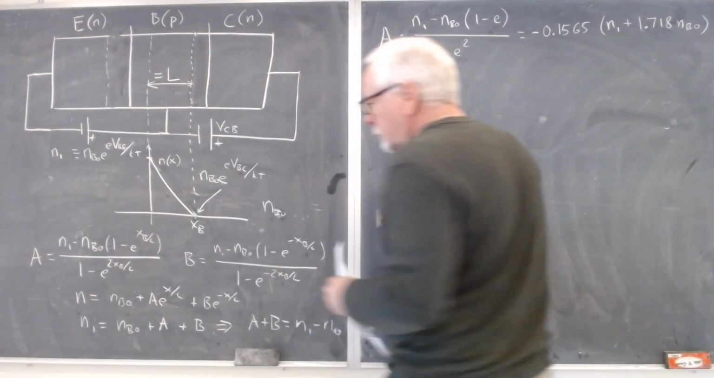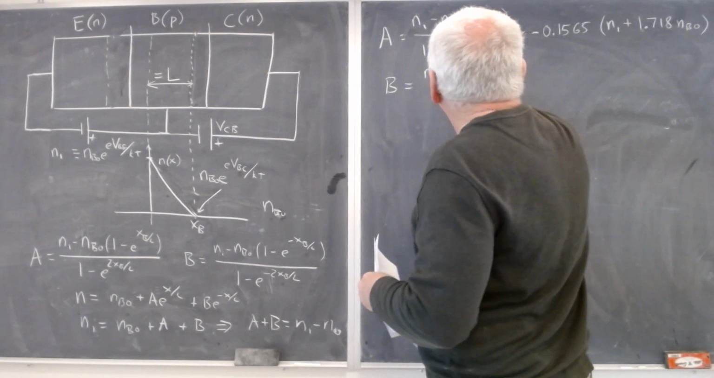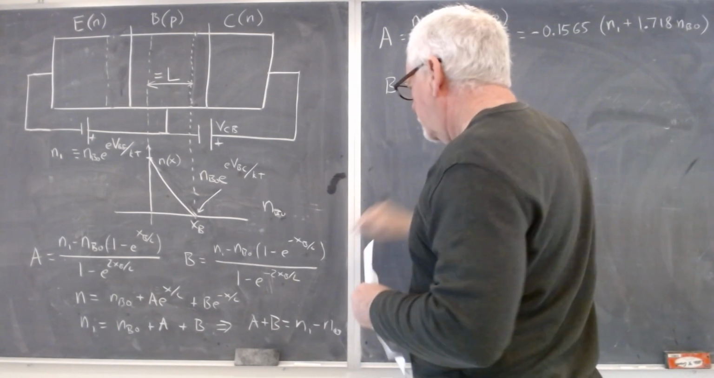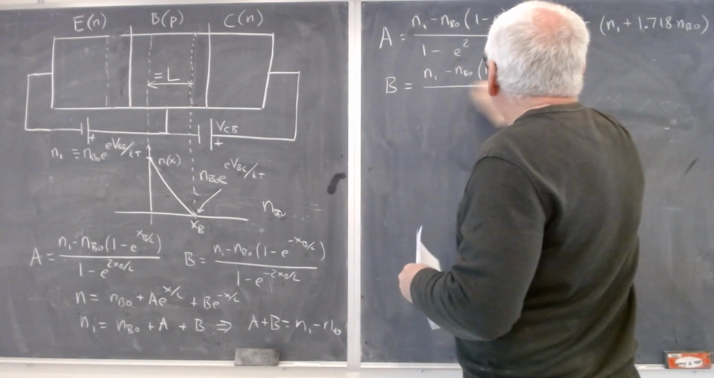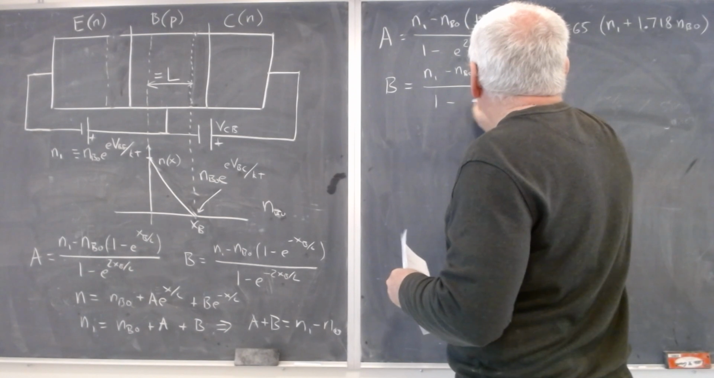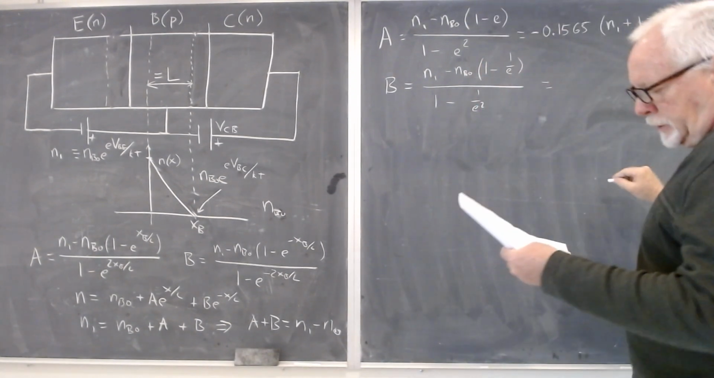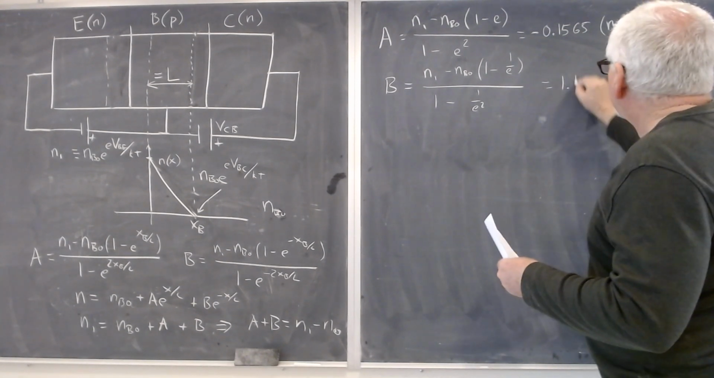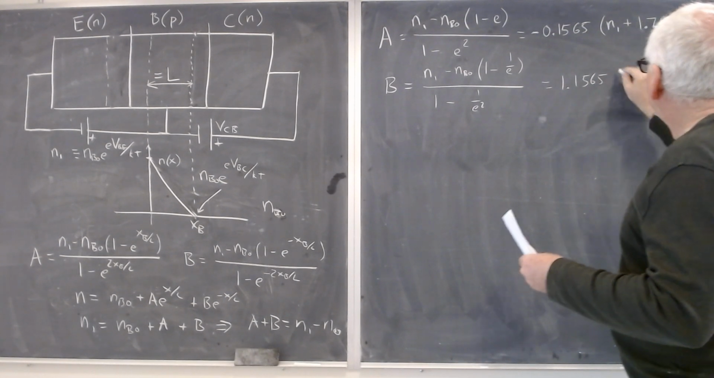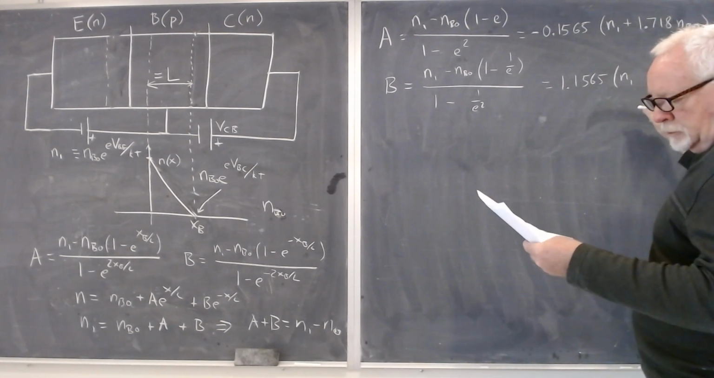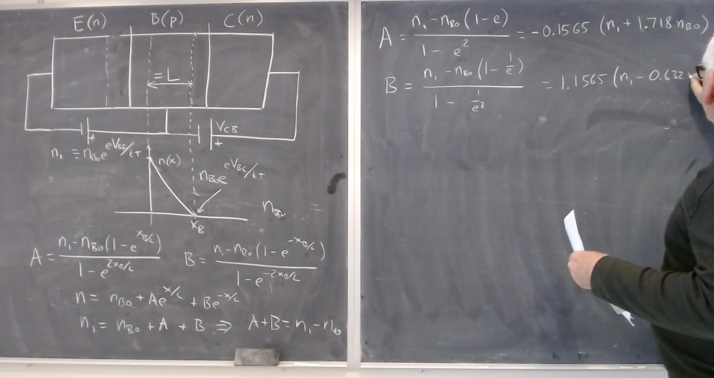And B is equal to N1 minus NB0. Now this is 1 minus 1 over E, and then this is 1 minus 1 over E squared. And if you work that out, that becomes 1.1565 times N1 minus 0.632 NB0.